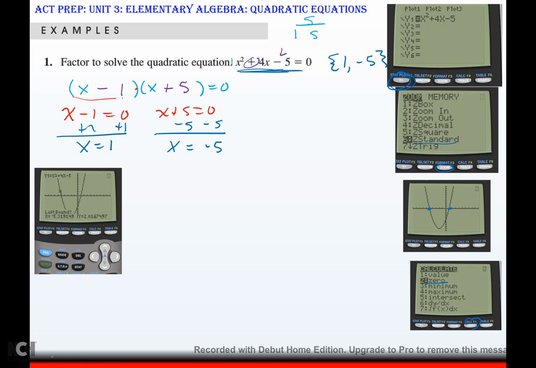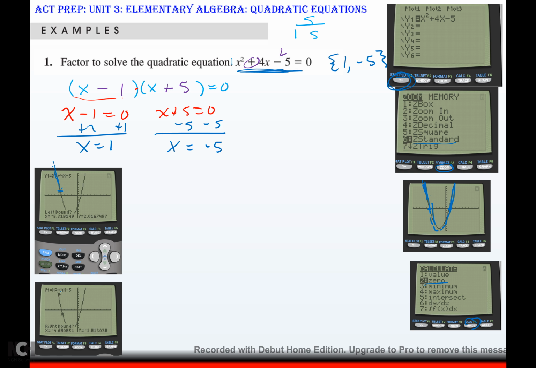Then it's going to ask you for a left bound. I don't know where your cursor will be, but when you trace this function, you always, just like you read words, read a graph left to right. So when I'm tracing this, I start over here, come down, and back up. What they're saying by left bound is, as you come down, get close to the x-axis, but stop before you hit it. So my left bound would be above. I get it just somewhere there, and I hit enter.